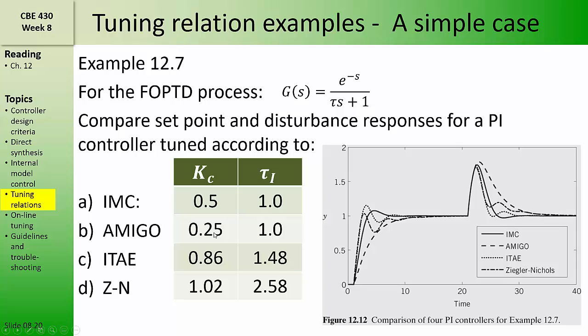The AMIGO method, on the other hand, has a very small value of the gain compared to these other methods and is therefore the most conservative controller setting. Remember that the AMIGO method is designed with robustness as an important criteria. So the AMIGO method is more likely to be able to tolerate changes in the process without becoming unstable. But as you can see in this comparison, that makes the AMIGO method slower to respond to set point changes and slower to reject disturbances compared to the other methods.